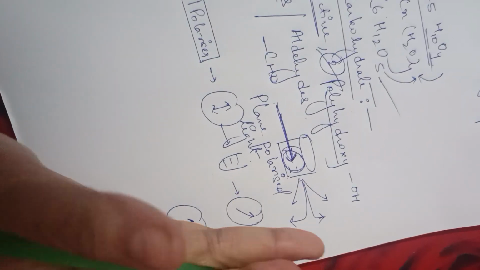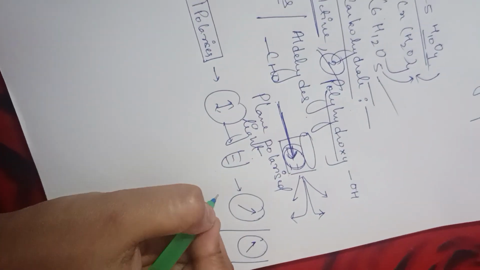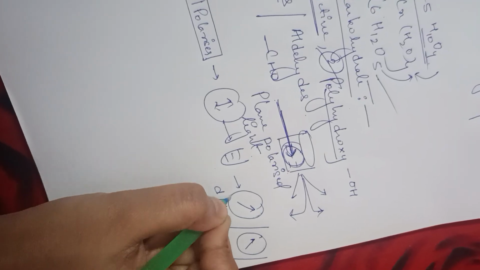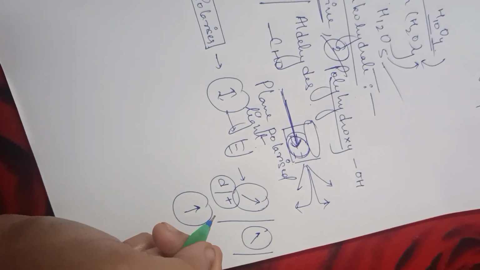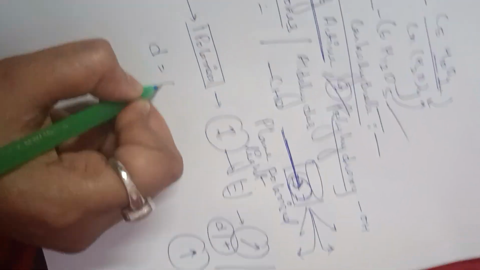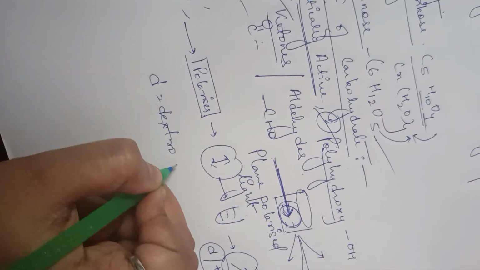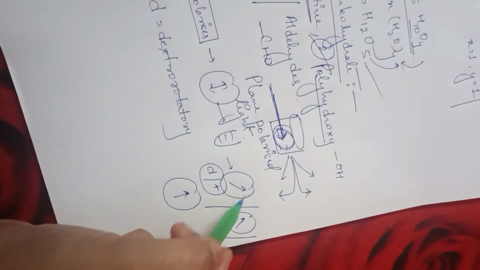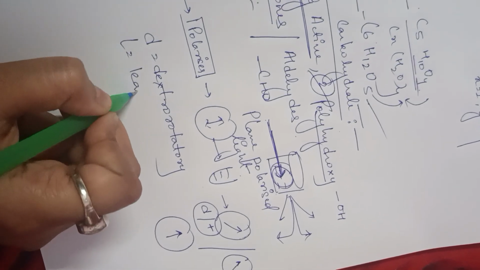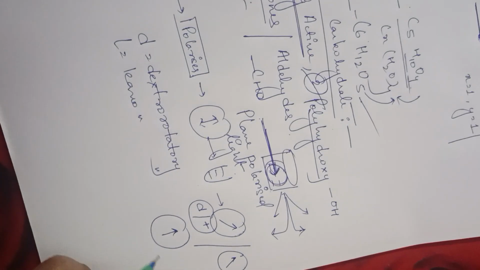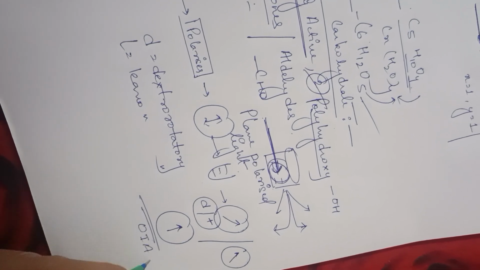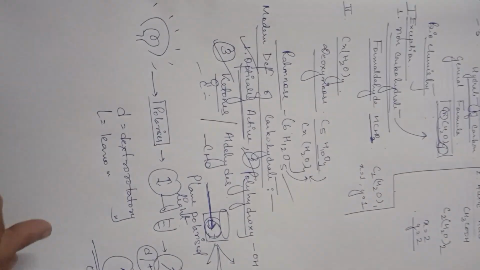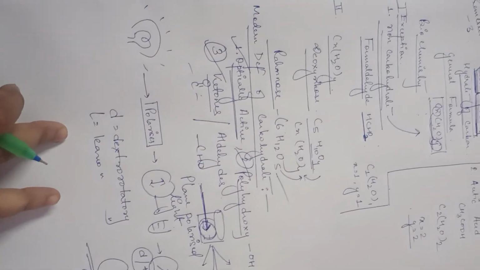So when the light is rotated towards the right, then we call it small d or plus, dextrorotatory. Write it: dextrorotatory, d, dextro. And when the light is rotated towards the left, we call it levorotatory. And this is optically inactive. So this is all about optical activity. What is optical activity? You understood?